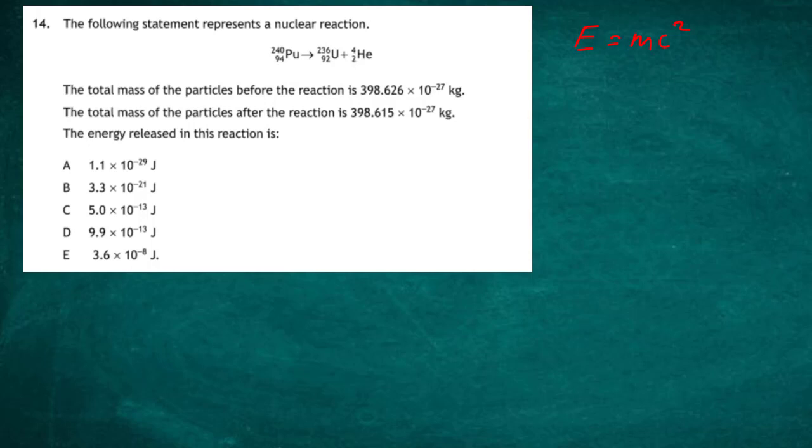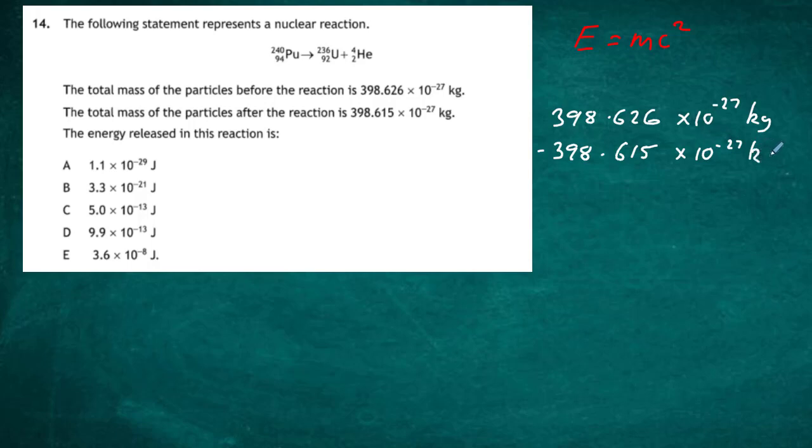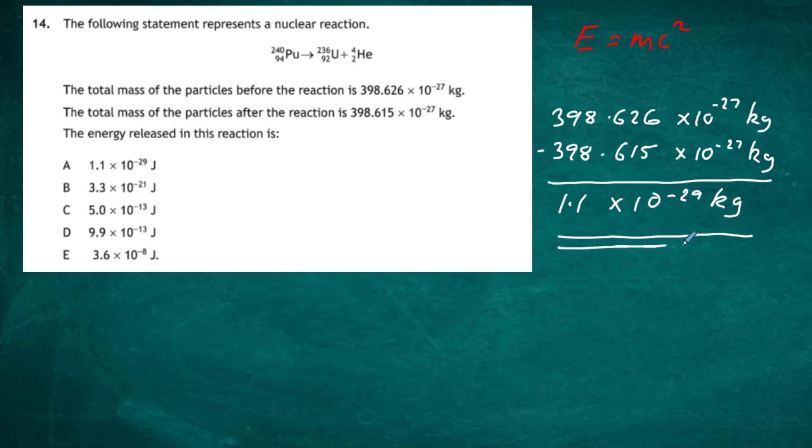So we can say that the big number is 398, so we put that down: 398.626 times 10 to the minus 27 kilograms, and we subtract the bottom number, which is 398.615 times 10 to the minus 27 kilograms. So we take the bottom number away from the top number, and we're left with 1.1 times 10 to the minus 29 kilograms. If you do that in your calculator, that is the mass defect.